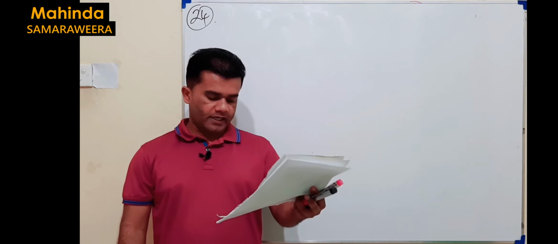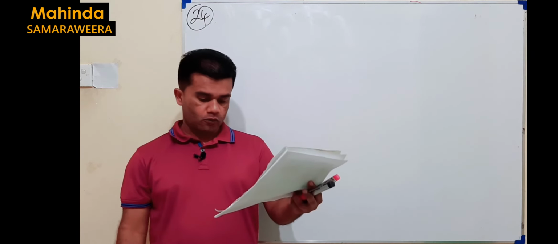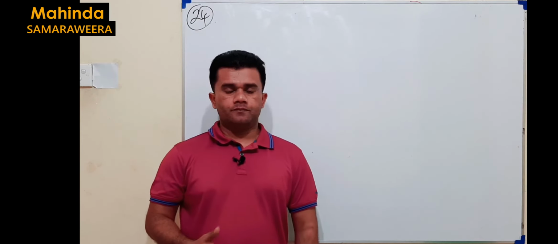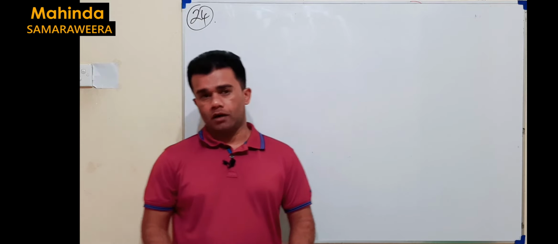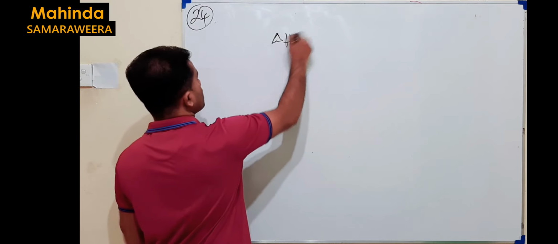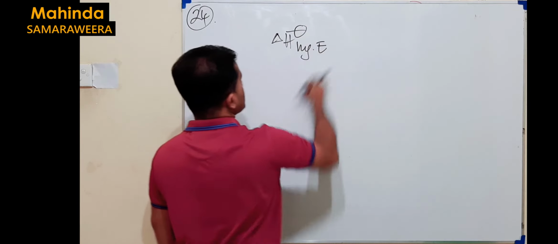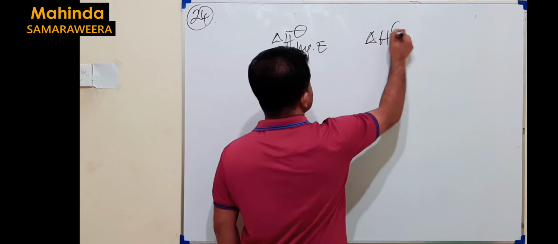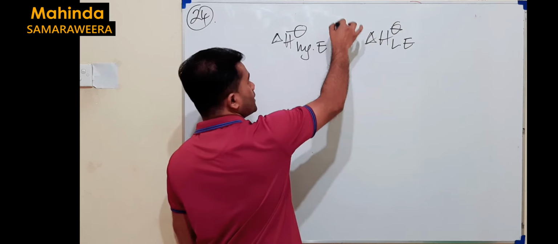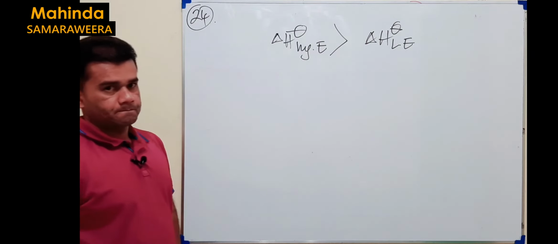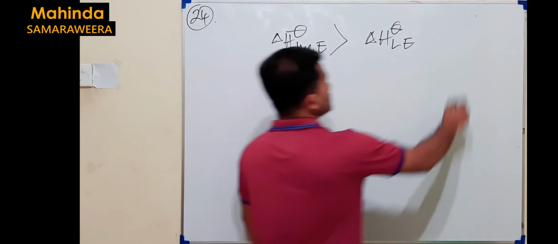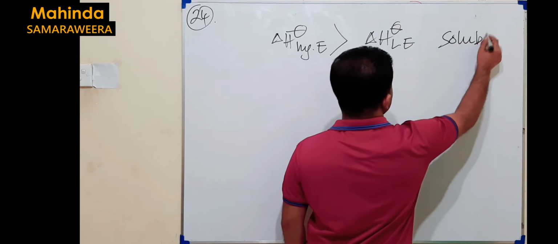The solubility of lithium fluoride is less than the solubility of other halides of group 1 elements. What is the possible reason? This is about the solubility of ionic compounds. We can understand the solubility of ionic compounds in terms of hydration enthalpy and lattice dissociation enthalpy. You remember that if hydration enthalpy is more than the lattice dissociation enthalpy, that ionic substance is soluble in water.